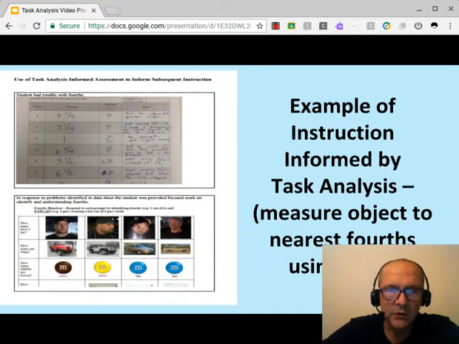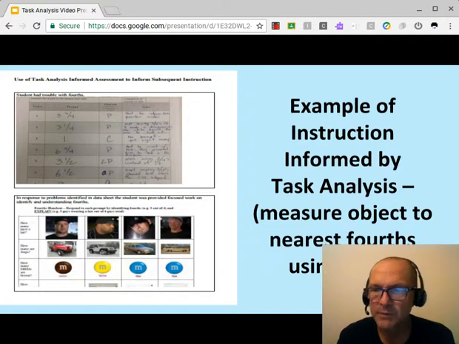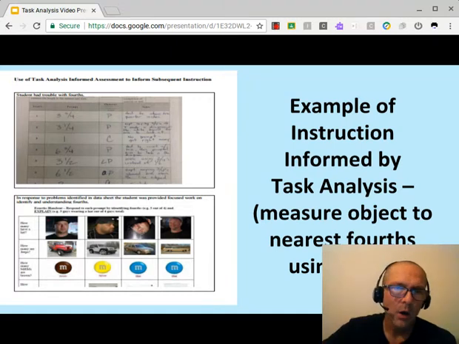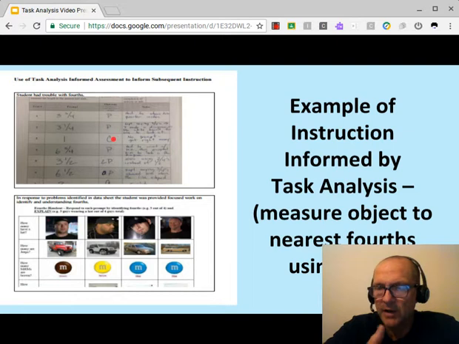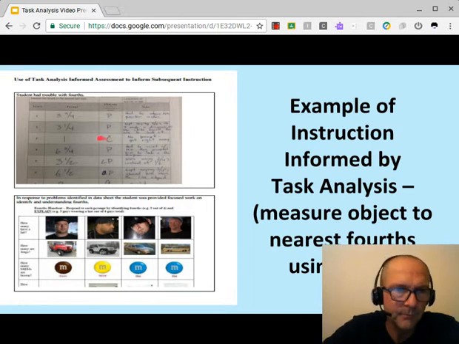Here's an actual example of what this might look like in math. We had an objective for a student to measure to the nearest fourths using a ruler. I looked at the data, and we'll talk more about this later. This is a data sheet that I have made available to you, but it's not one that we'll use in this task analysis. It's one that we use later on.